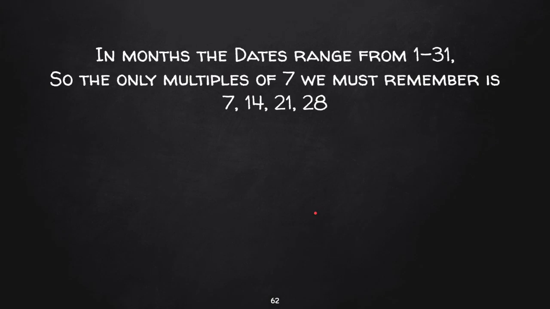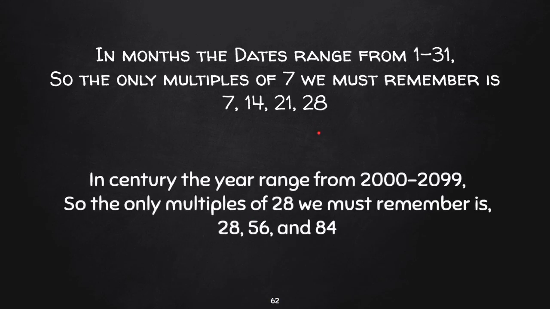In months, the dates range from 1 to 31. So the only multiples of 7 we must remember are 7, 14, 21 and 28. In a century, the years range from 2000 to 2099. So the only multiples of 28 we must remember are 28, 56 and 84, as 28 times 1 is 28, 28 times 2 is 56 and 28 times 3 is 84.